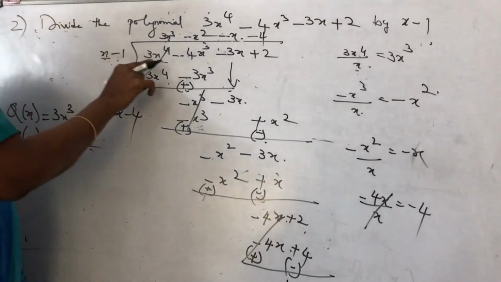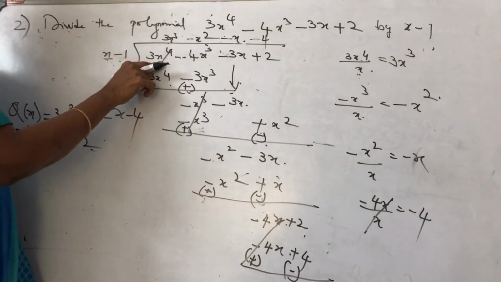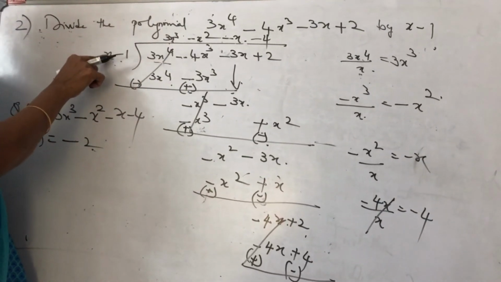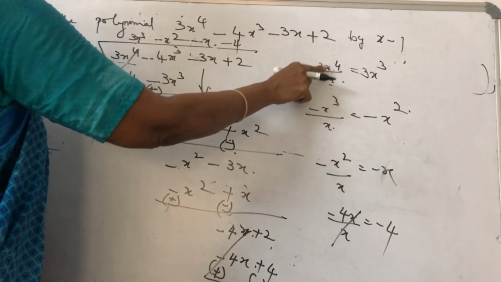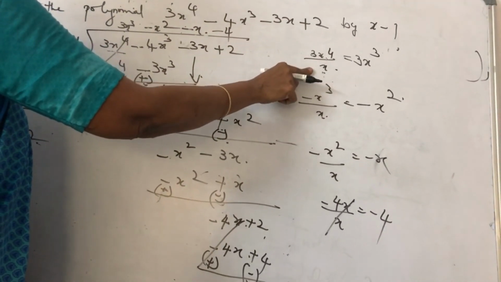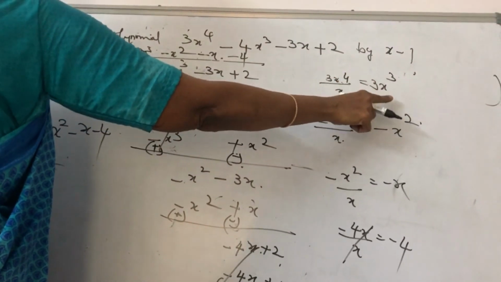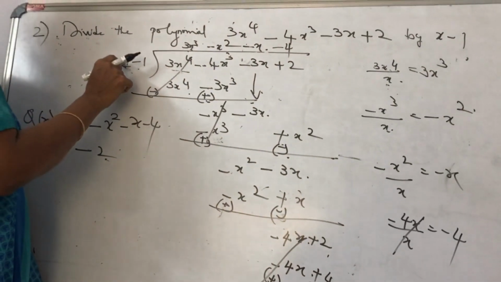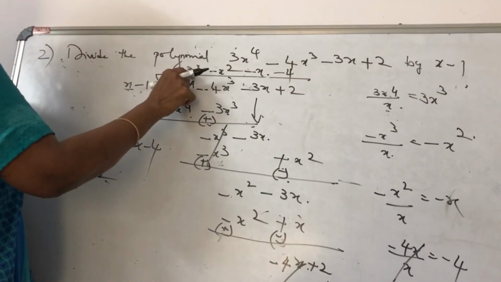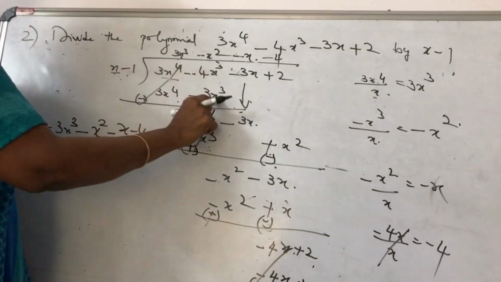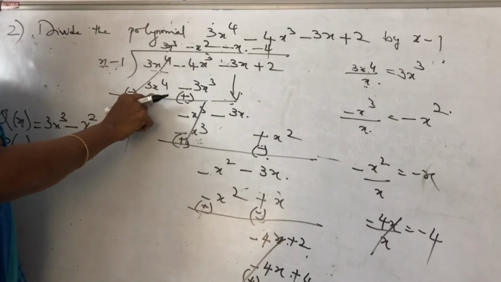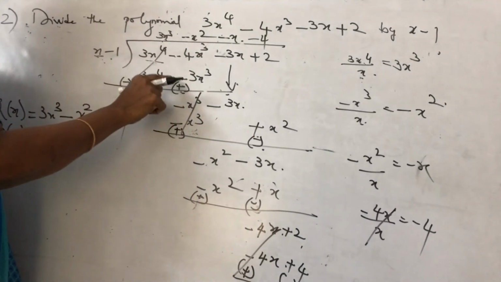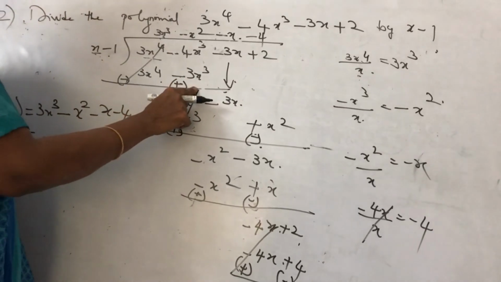I repeat, children, the first term of the dividend must be divided by the first term of the divisor. Apply the laws of exponents. Both are positive. Quotient is positive. 3 divided by 1, 3. x power 4 by x is what? x cubed. x minus 1 into 3x cubed. Write like terms under like terms. 3x cubed into x is 3x power 4. Plus into minus, minus. 1 into 3x cubed is 3x cubed.